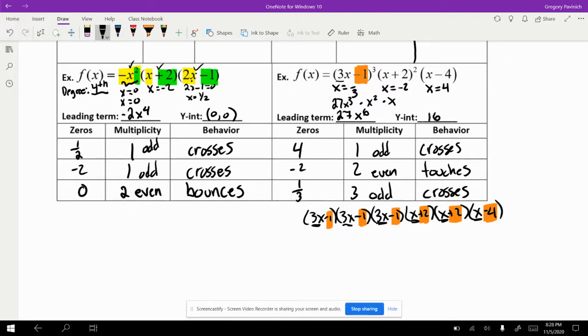So the ends of your graph are really easy to find. By multiplying all your firsts together, you get your leading term. Multiplying all your lasts together, you get your y-intercept or your constant term. Okay, and we'll pick up on this on Monday.